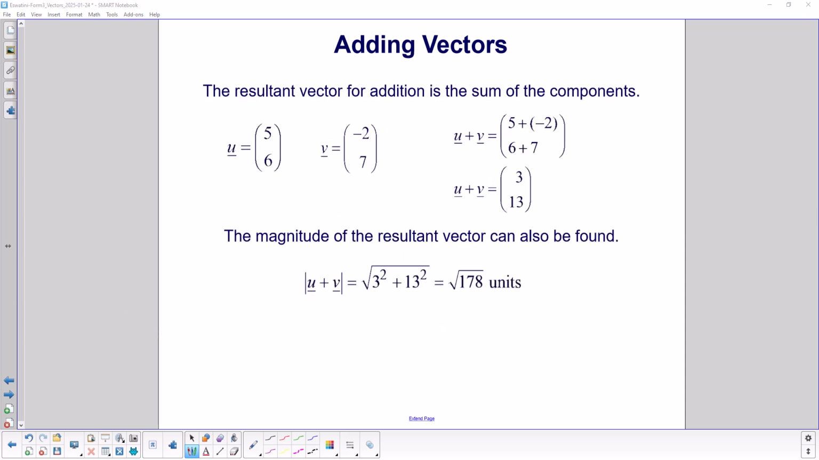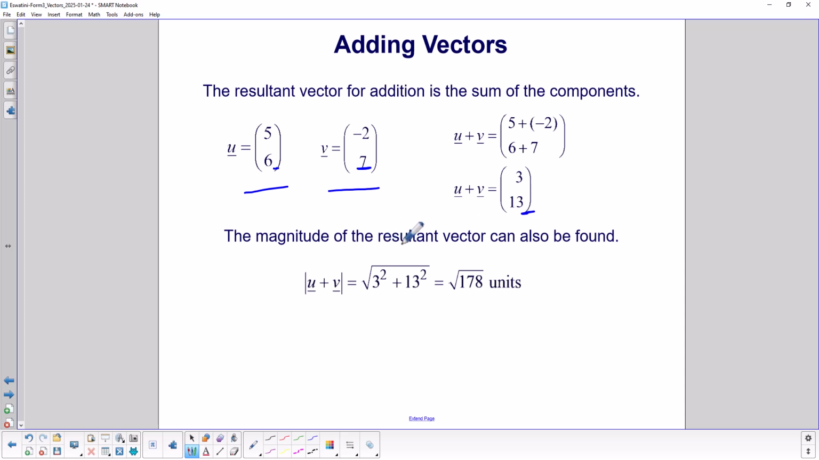The resultant vector for addition is the sum of its components, like we said on the previous slide. And here we had vector u, vector v. We added the components. So the top, just reviewing this again, 5 plus a negative 2, of course that's 3. Then 6 plus 7, that's going to be 13.